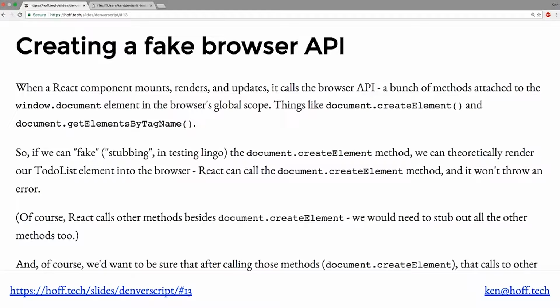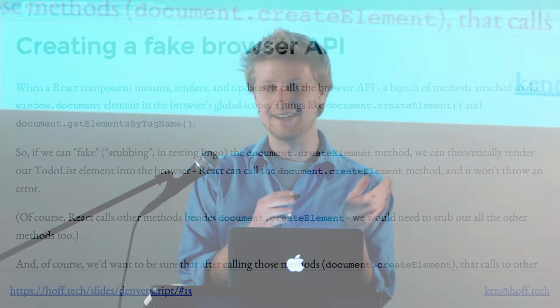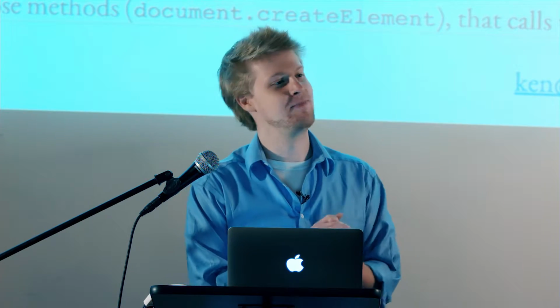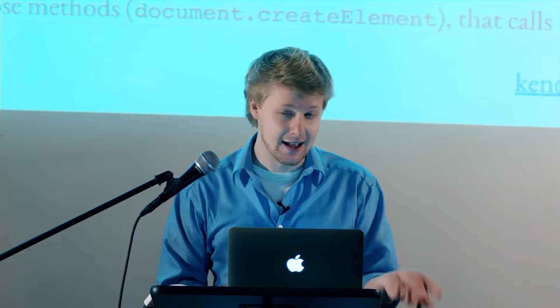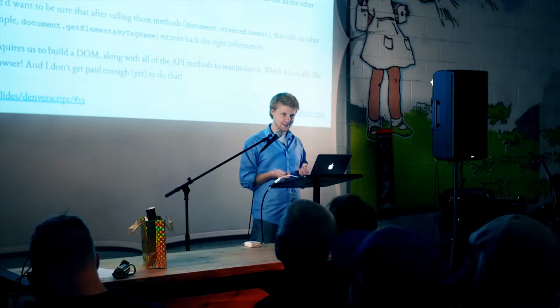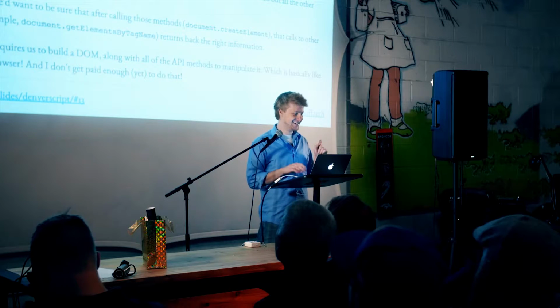This is nice. Keep in mind that there are many, many browser API methods, hundreds and hundreds, so that might be a little bit daunting. But the other thing is that we would want subsequent browser API method calls to reflect what we did previously. So if we call document.createElement, and then we call document.getElementsByTagName, we're going to want to get back the element that we created or appended to the page, however you want to do it. What this means is that we are basically building a browser, which I don't get paid enough to do yet, so we're going to find another way to do it.